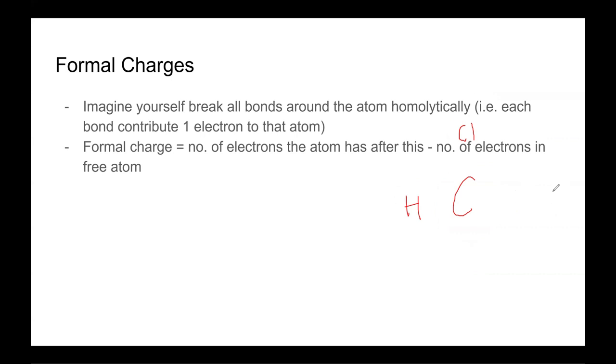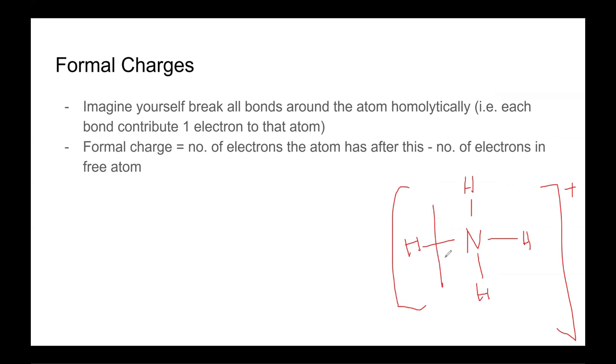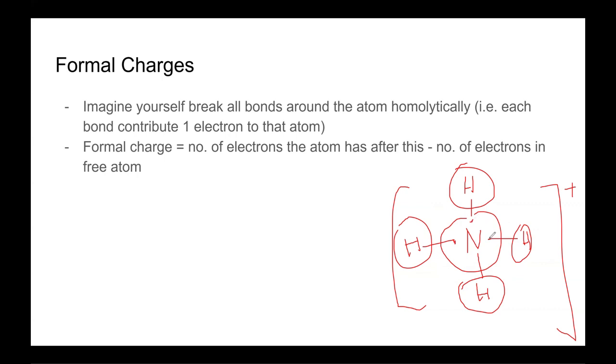But if we have something like NH4+, so you have your N, H, H, H, and H, then you have an overall plus charge. Then when you break all these 4 bonds imaginarily, all 4 hydrogens will have 1 electron, while this nitrogen will have 4 electrons. Nitrogen is located in group 15, and usually it has 5, and now it has 4, and that's why it has a formal positive charge.